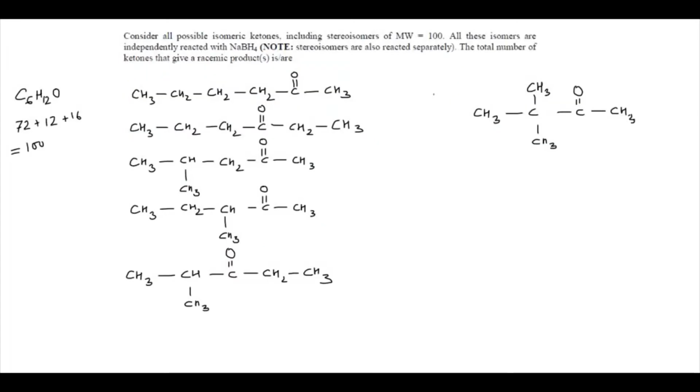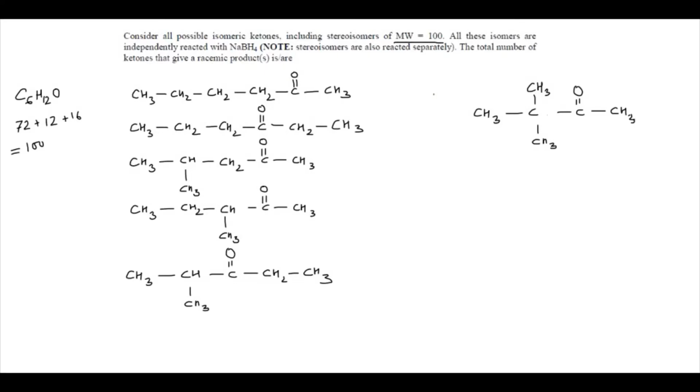In our next question, we have to consider all possible isomeric ketones, including isomers of molecular weight 100. All these isomers are independently reacted with sodium borohydride.